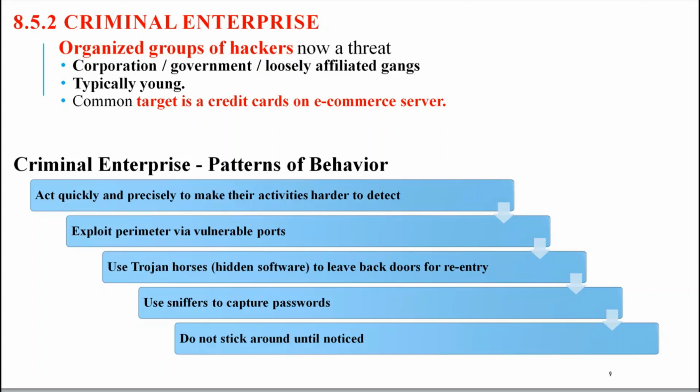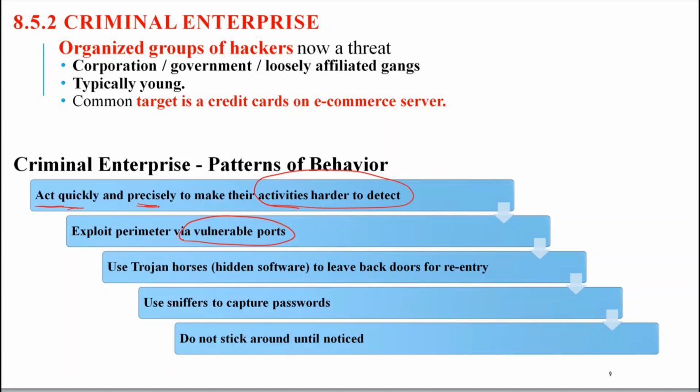The first step is to act quickly. This is very important. Act quickly and precisely to make their activities harder to detect. So finding these types of people is very difficult. They will act very quickly and very precisely. Then, exploit the perimeter via vulnerable port numbers. Here also the steps are the same: they will scan the target machine to see what vulnerable ports are running.